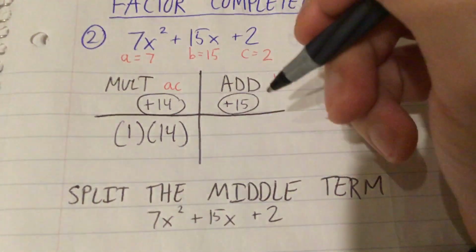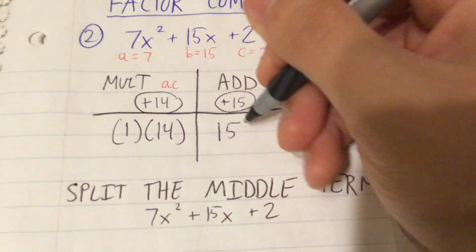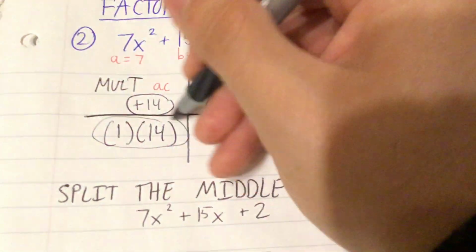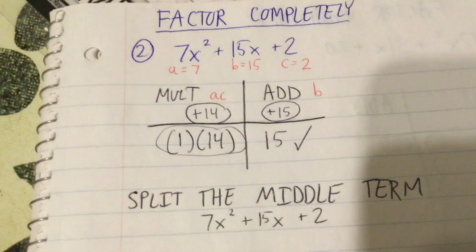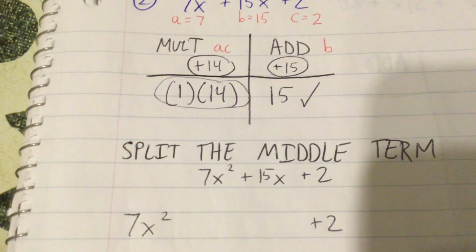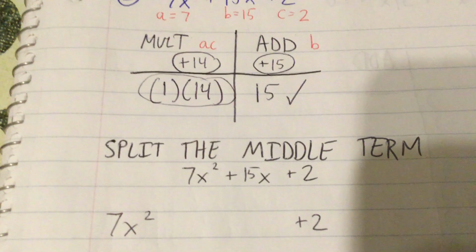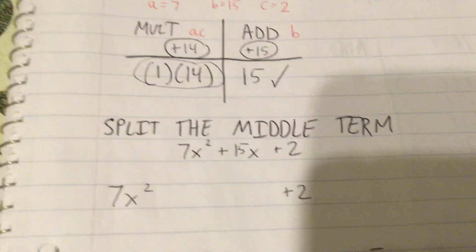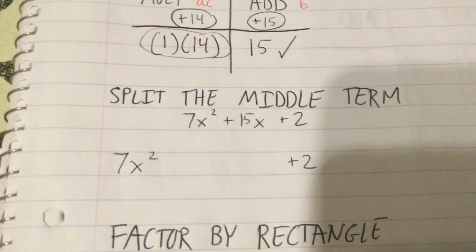One times 14 is 14. 1 plus 14 is 15. We got it on the first try. I love it when we get it on the first try. Always write out the first case, even if you're unsure it works sometimes. So what do we do with that winning team? Now I'm going to take a deep breath so I don't mess up again.